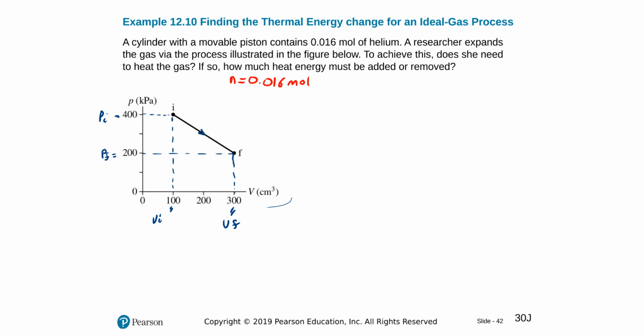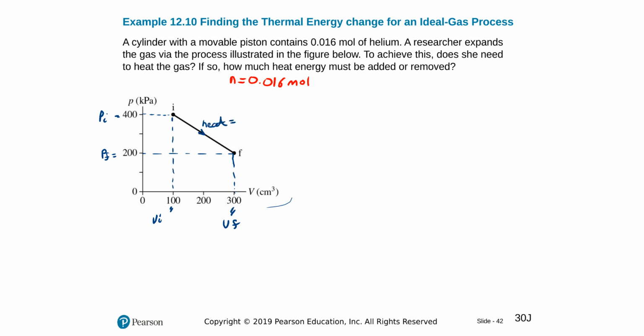So apparently the gas is expanding. We have a larger V final. To achieve this, does she need to heat the gas? Yes, she does. It's expanding. That means particles are moving faster and faster. So she needs to heat the gas.